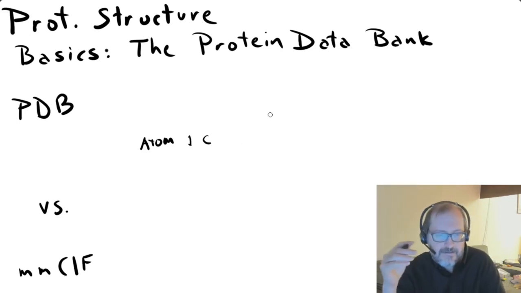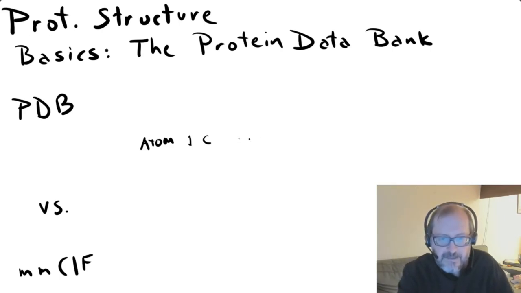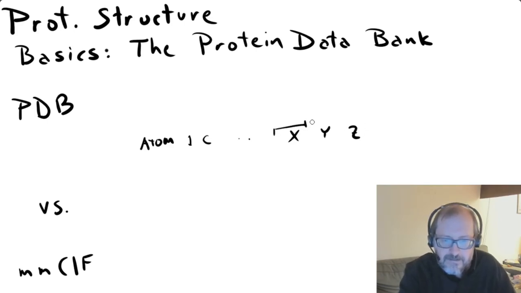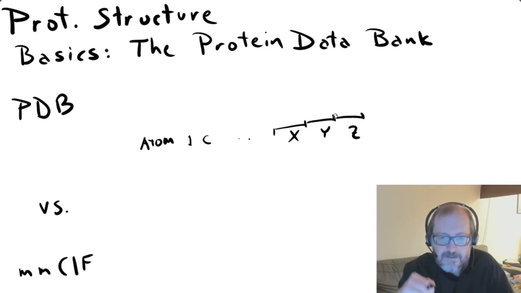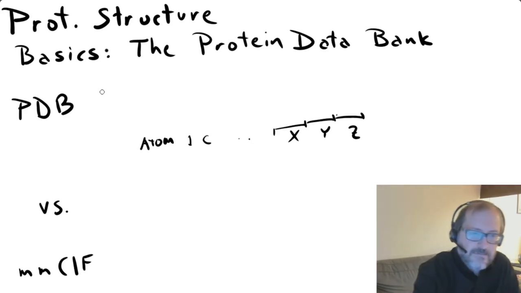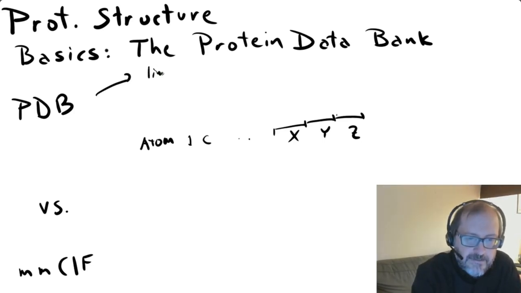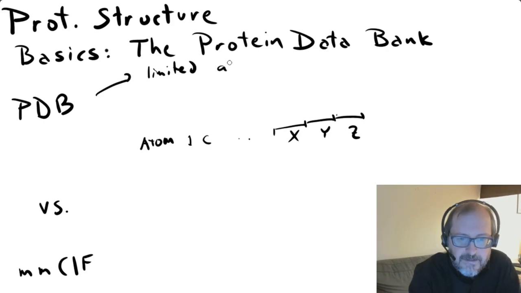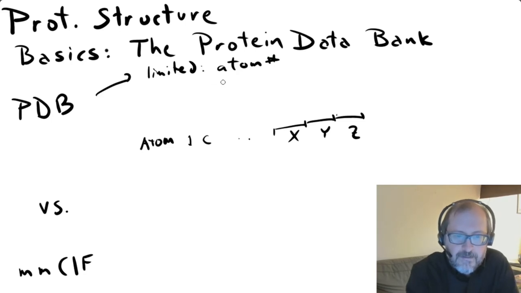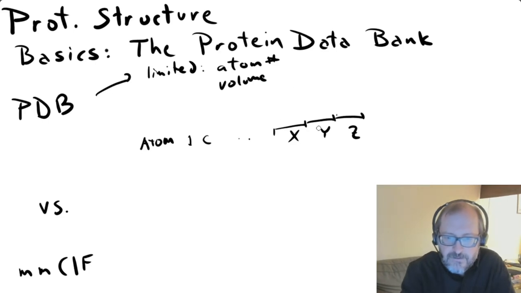let's say carbon, and then things like chain IDs and the X position, the Y position, and the Z position. But things like these are all fixed column widths, right? And so there were a few problems. This means that you have limited atom numbers, limited volume, because once your X, Y, and Z get too big, they just won't fit in these columns.